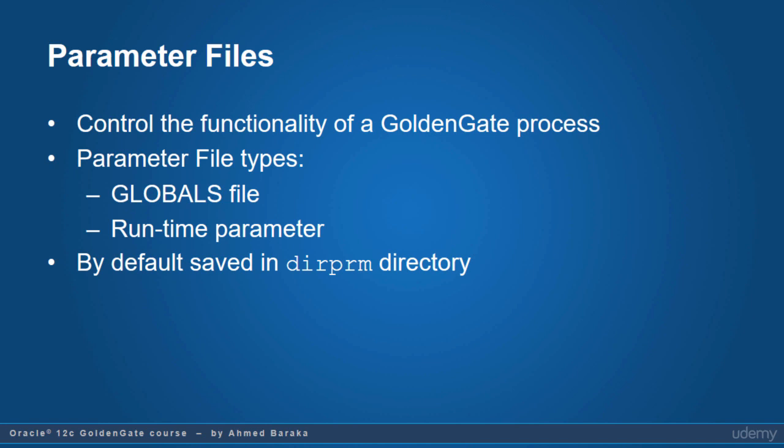Parameter files are ASCII files, where you set the values of specific parameters in them. Those parameters control the functionality of the GoldenGate processes. You have two types of parameter files, global and runtime parameter. The global parameter file controls the GoldenGate instance as a whole, whereas the runtime parameter controls the functionality of a specific process. Runtime parameter file usually takes the extension PRM. GoldenGate saves the parameter files in a subdirectory called dirprm.